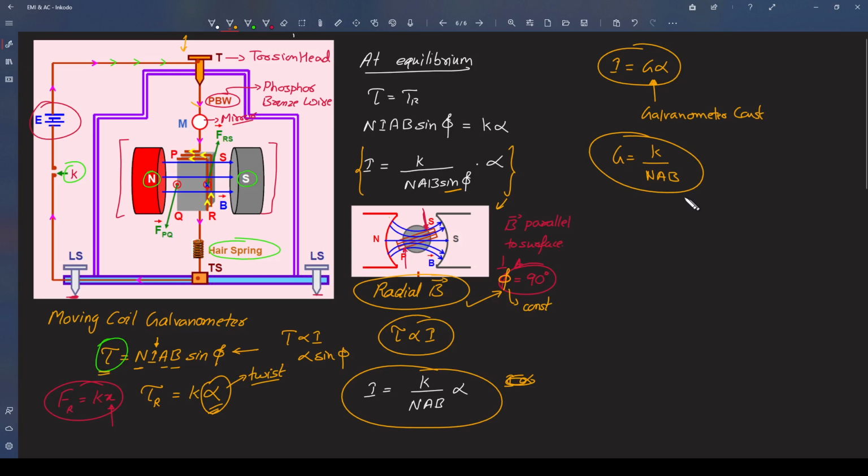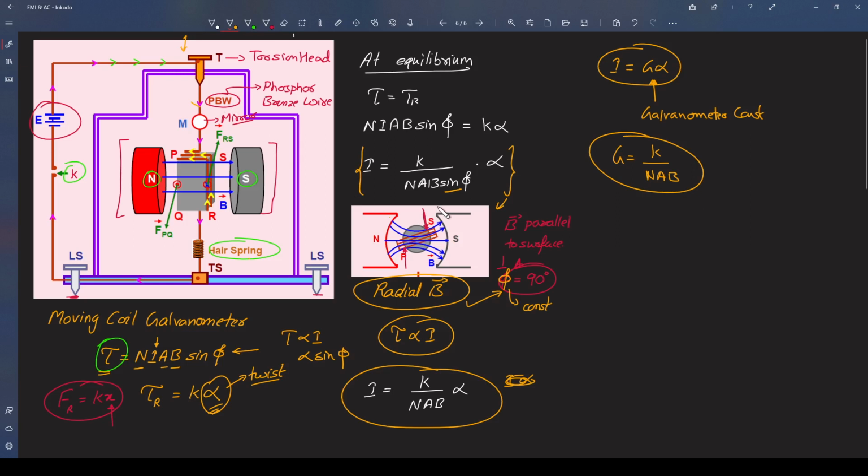Now if you close this setup in a box, these 4 values are fixed. You are not going to change the spring. You are not going to change the number of turns, the area of cross section, and the magnetic field strength. It's not going to change for a closed, finished or final device. So this will be fixed, and that's why this G or this entire expression will be a constant, and that is called the galvanometer constant. So this is fixed for a galvanometer.